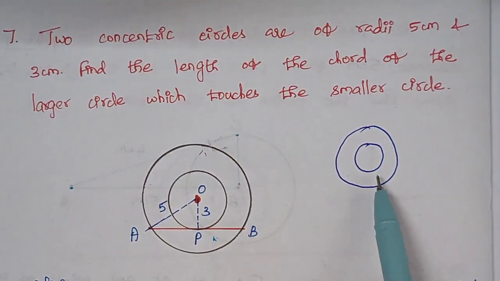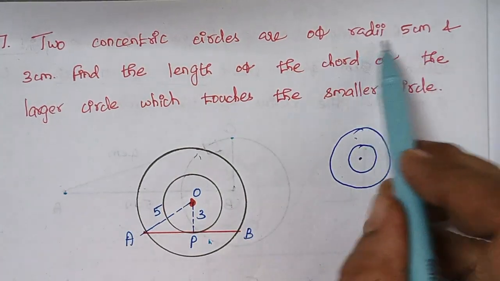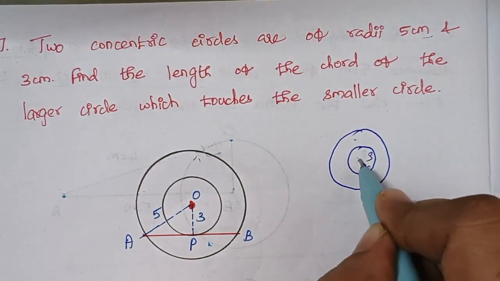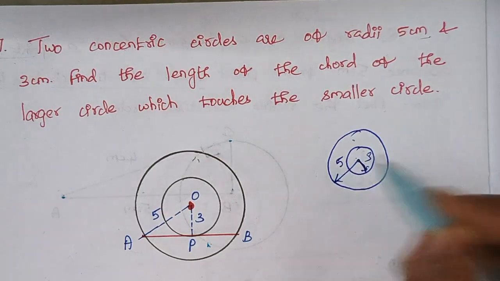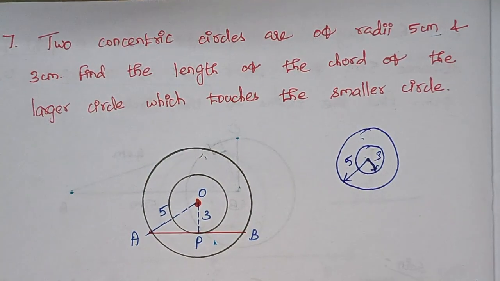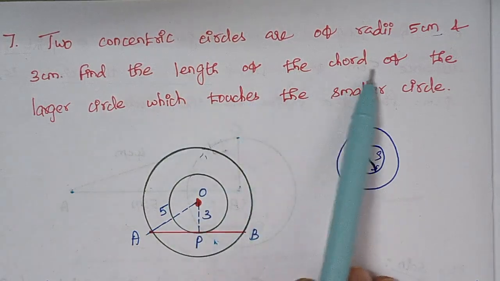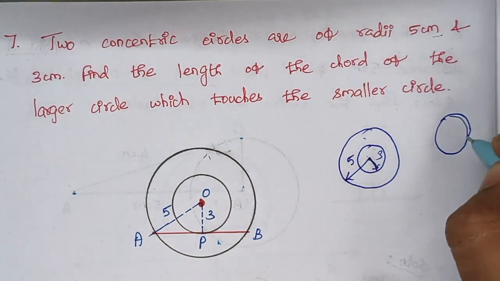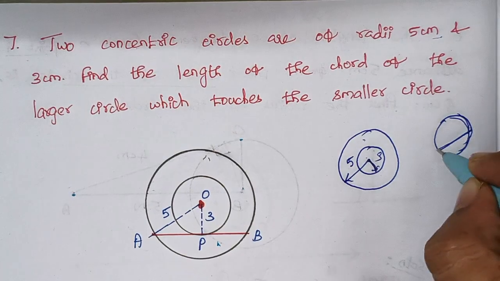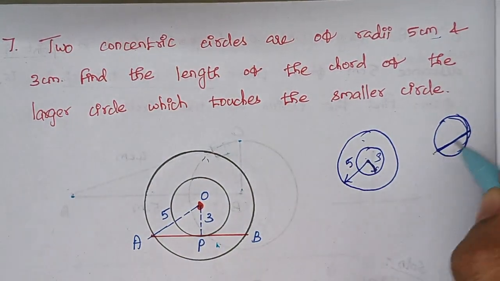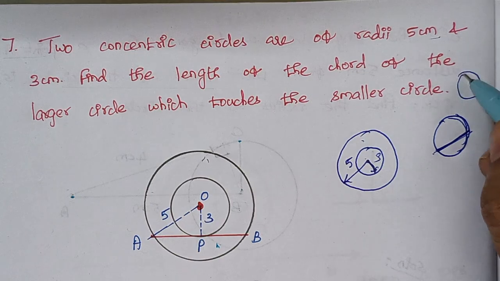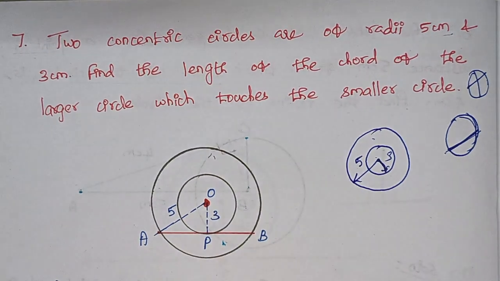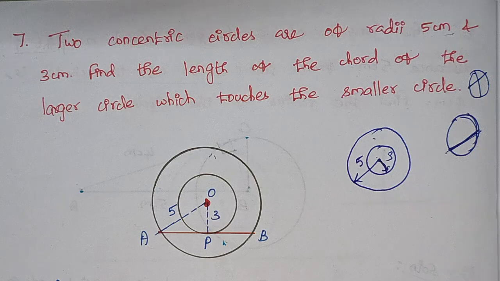So in this case, the radii of the circles are 5 and 3. The radius of the inner circle will be 3 and the radius of the outer circle will be 5. Now we have to find the length of the chord. What do you mean by chord? A chord is nothing but a line which touches the circle at two different points. So here this is the chord, and even you can draw a line like this. This is also a chord. This is also a chord. Everything is a chord. If a line touches the circle at two different points, then that is known as a chord.